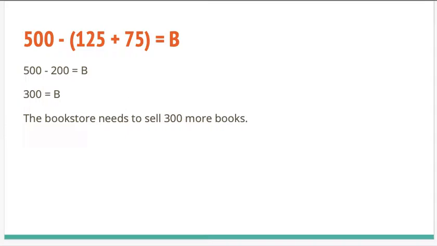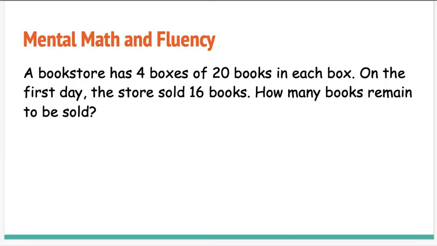Let's try another one. Our second story problem says a bookstore has 4 boxes of 20 books in each box. On the first day, the store sold 16 books. How many books remain to be sold? Take a minute and write a number story or a number model that shows the 2 steps that you need to do in order to solve this problem. Don't forget your parentheses and your letter.